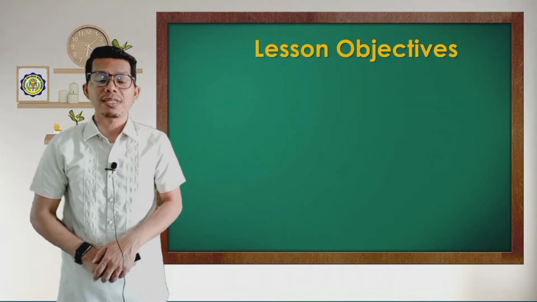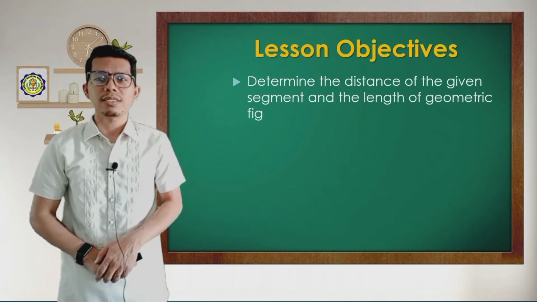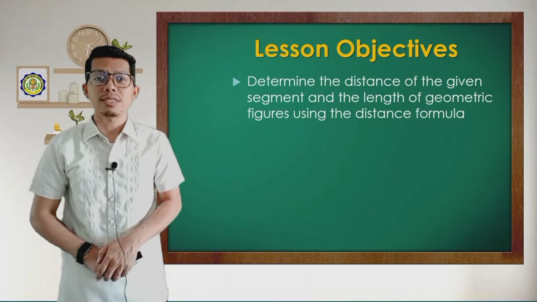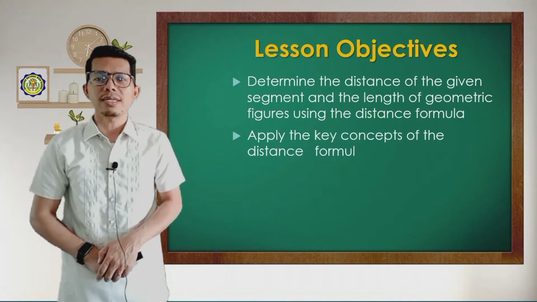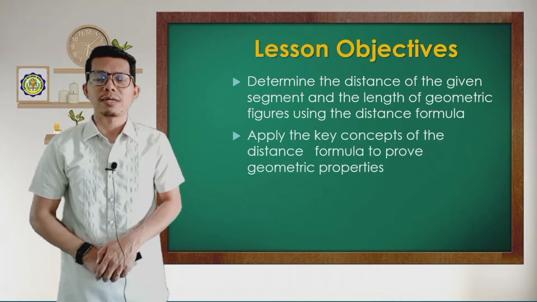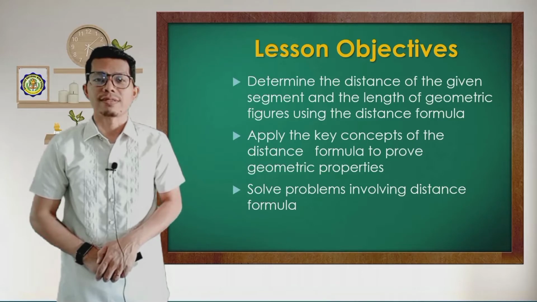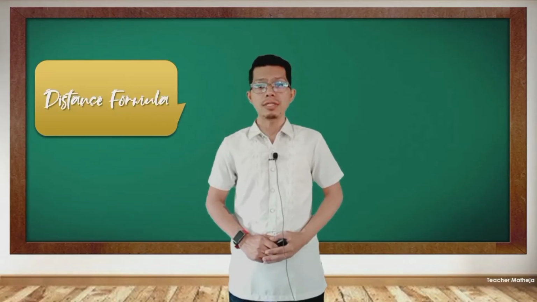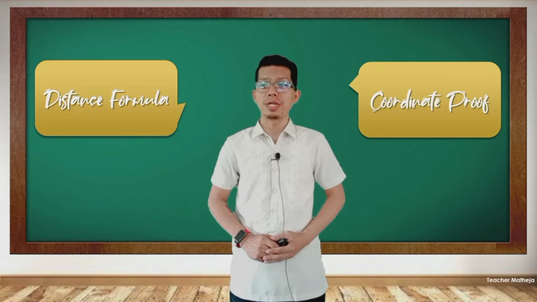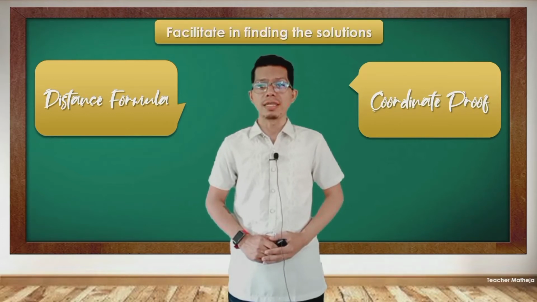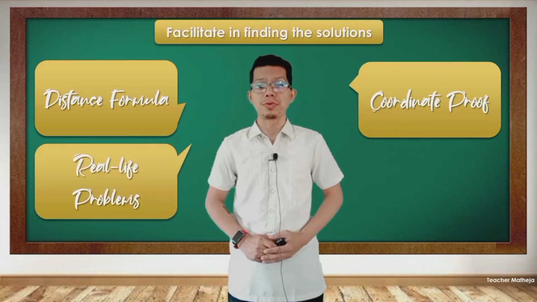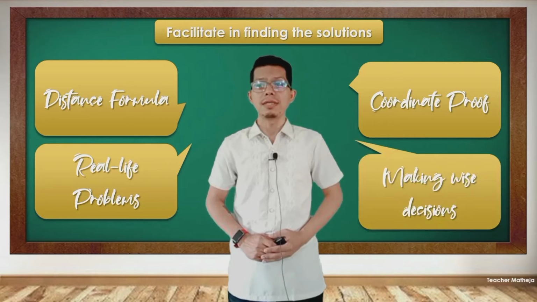Today we will be discussing how to apply the distance formula to prove some geometric properties. At the end of this lesson, you will determine the distance of the given segment and the length of geometric figures using the distance formula, apply the key concepts of the distance formula to prove geometric properties, and solve problems involving the distance formula. Now, how do the distance formula and the coordinate proof facilitate in finding the solutions to real-life problems and making wise decisions in life?